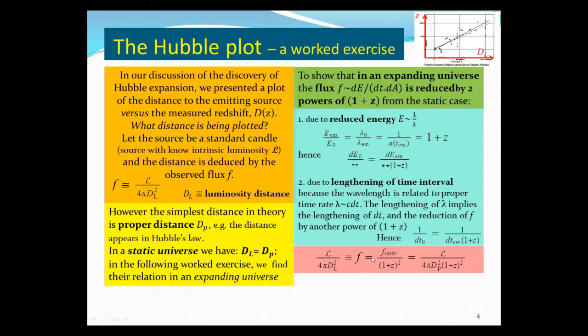So this quantity has to be reduced by a factor of 1 plus z squared. You compare the left-hand side and right-hand side, and it concludes that the luminosity distance relates to the proper distance in the expanding universe by this factor of 1 plus z, which we need later in a calculation. But anyway, in Hubble's plot, the distance is the luminosity distance, and the velocity is measured in terms of the redshift.